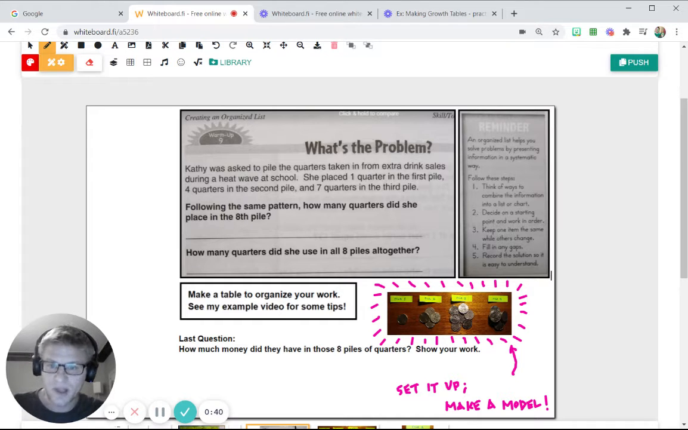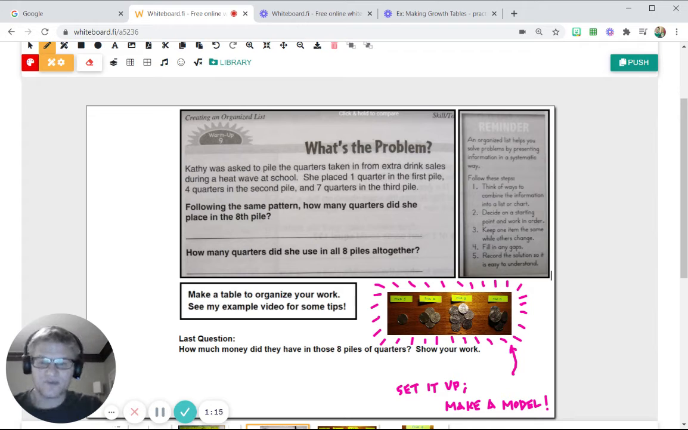So let's read it. Kathy was asked to pile the quarters taking in from extra drink sales during a heat wave at school. She placed one quarter in the first pile, four quarters in the second pile, and seven quarters in the third pile. Following the same pattern, how many quarters did she place in the eighth pile? And then in the next question, how many quarters did she use in all eight piles altogether?